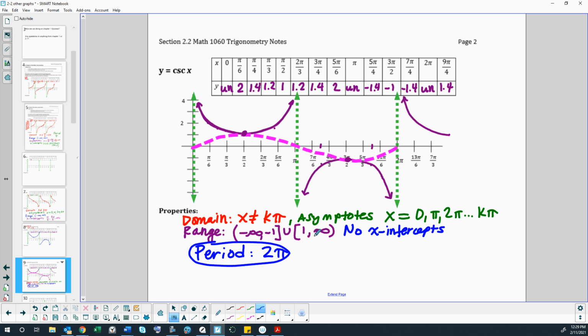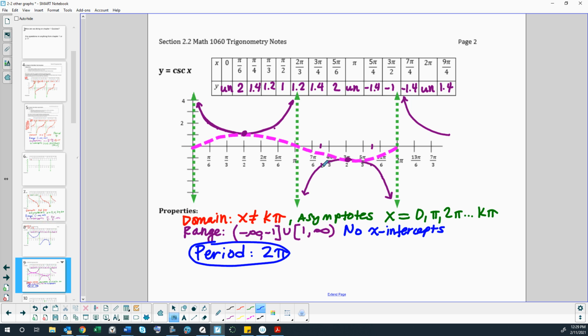The range is kind of interesting because the range is going to go from negative infinity to -1. Oh, I guess I should go from bottom to top. That's how we usually do range. So let's look at this piece from going from negative infinity to where it stops. So negative infinity as the graph approaches those asymptotes, and then up to -1, where it does not exist between -1 and 1 because that's where sine exists.